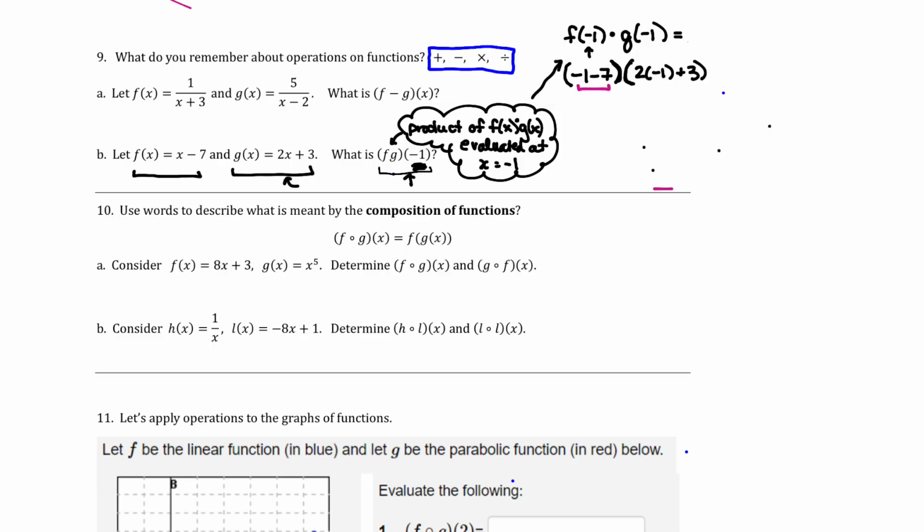-1 minus 7 is going to give me -8. And I'm going to multiply that by the quantity over here, which is -2 plus 3. -2 plus 3 just gives me 1. And so it's -8 times 1, which is -8. And therefore, I would say that -8 is the solution when you have f times g of -1.